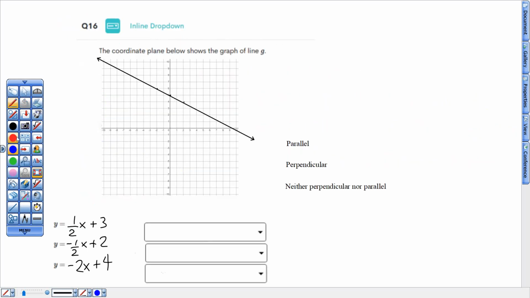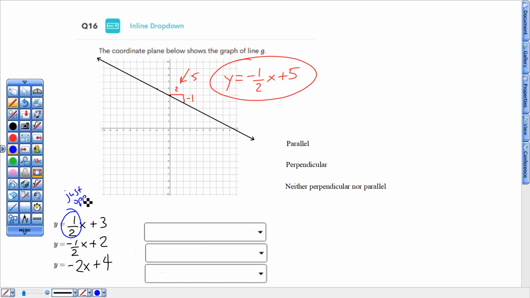For this, again, I need you to know how to write this line right here. This is starting at 5, and then my slope looks like I'm going over 2, down 1. So this would be y equals negative 1/2 x plus that 5. And what I'm looking for down here, I'm comparing this 1/2 right here. That's just the opposite. So just the opposite is really nothing. So that would be neither.